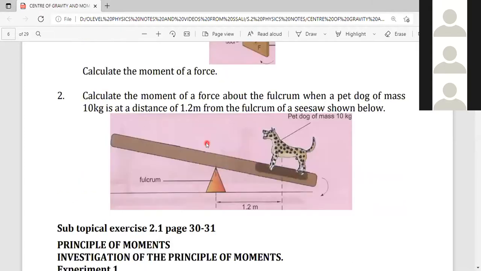Are we supposed to change the 10 kilograms to grams? No. What are the SI units of mass? Kimberly, what are the SI units of mass? Kilograms. So we maintain it as kilograms. We simply convert it to force or weight, which is 10 times 10. By using that formula, W is equal to mg, is 10 times 10.